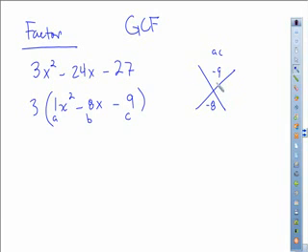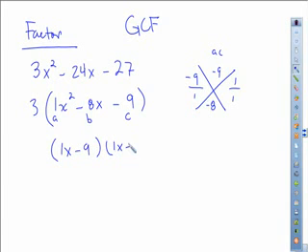Let's find our factors. That looks like it's going to be negative 9 and positive 1. Do these multiply to give you negative 9? Yes. Do these add to give you negative 8? Yes. What's our A value? Our A value is 1. So we're going to divide both of these numbers by 1. This is going to give us 1x minus 9 and 1x plus 1.